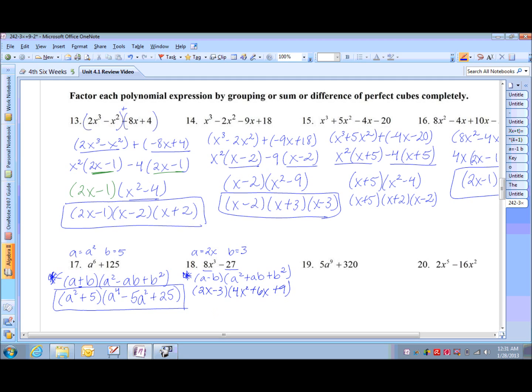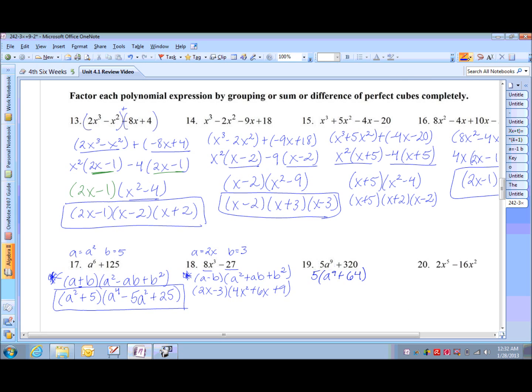Okay, now we're going to move on to problem 19. Here we notice that they have a GCF, and you always have to pull out your GCF first. The GCF here is 5, so we're going to pull out a 5 from this problem, and you're left with a to the 9th plus 64. 320 divided by 5 is 64. That's where that number comes from.